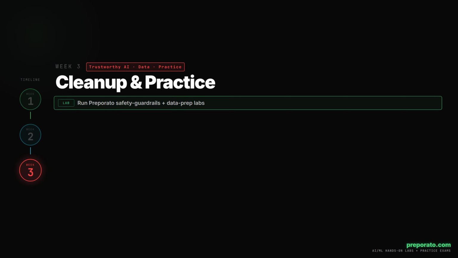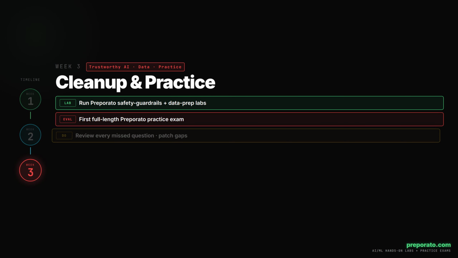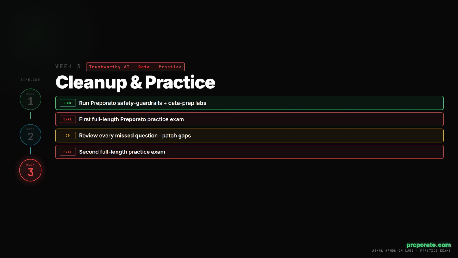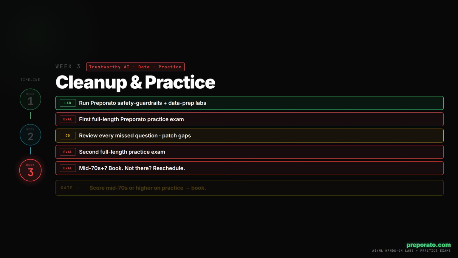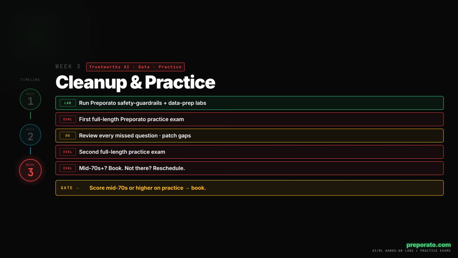Week 3 is cleanup and practice. Run the Preporato Trustworthy AI and Data Preparation labs because those are the ones most people skip and the ones with the highest marginal return per hour. Take your first full-length Preporato practice exam early in the week, review every missed question, patch those specific gaps, and then take a second full-length practice exam at the end of the week.